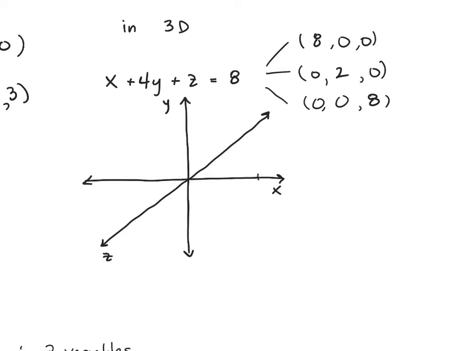And this gives us points we can plot now, or intercepts rather. So here we have y-intercept of 2, x-intercept of 8, and a z-intercept of 8.